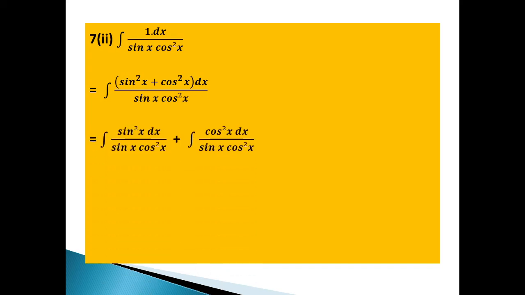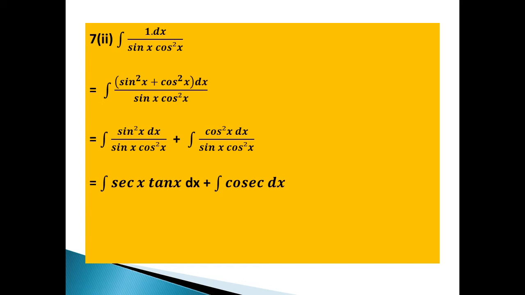So therefore I have divided into two fractions now. That the first one turns out to be sin square x dx whole upon sin x cos square x, and the second one turns out to be cos square x dx upon sin x cos square x. Then I have split up again as a product.